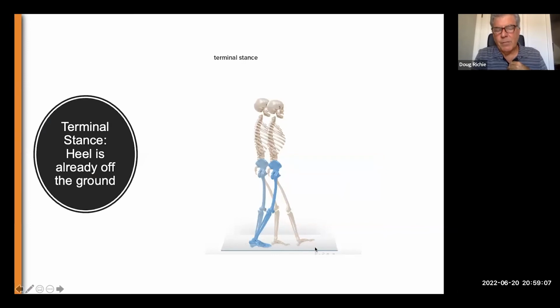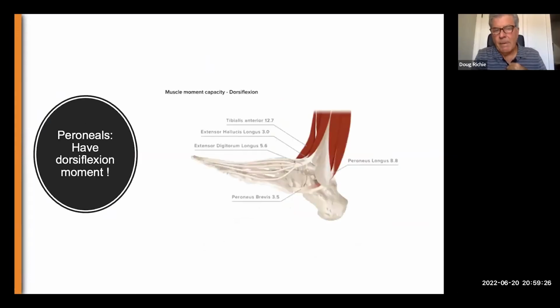Terminal stance is when the peroneals fire. The heel is already off the ground. So if we want to do posting or wedging, we tend to do it up in the sulcus or forefoot. It's really not that effective in the rear foot because we're really trying to affect and offload the peroneals when they fire in terminal stance when the heel is already off the ground.